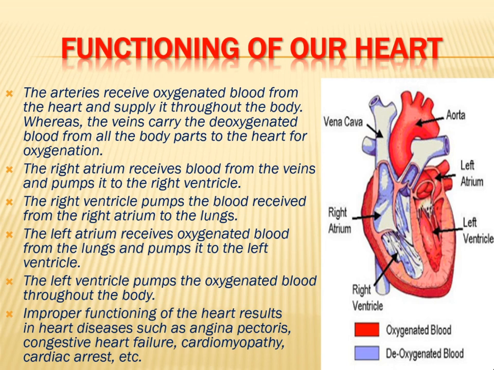Now we have understood the two parts, one called the atrium and one the ventricle. The left atrium and left ventricle take the duty of looking after the oxygenated blood, and the right atrium and right ventricle take the duty of handling the deoxygenated blood.